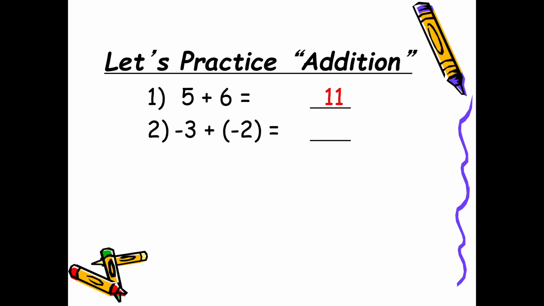Can I have Christopher? Christopher, what's the answer for number two? Negative 5, sir. Why did you add 3 and 2, Christopher? Same sign, sir. Okay. Since both are negative, Christopher is right. Add 3 and 2, negative 5. Correct.